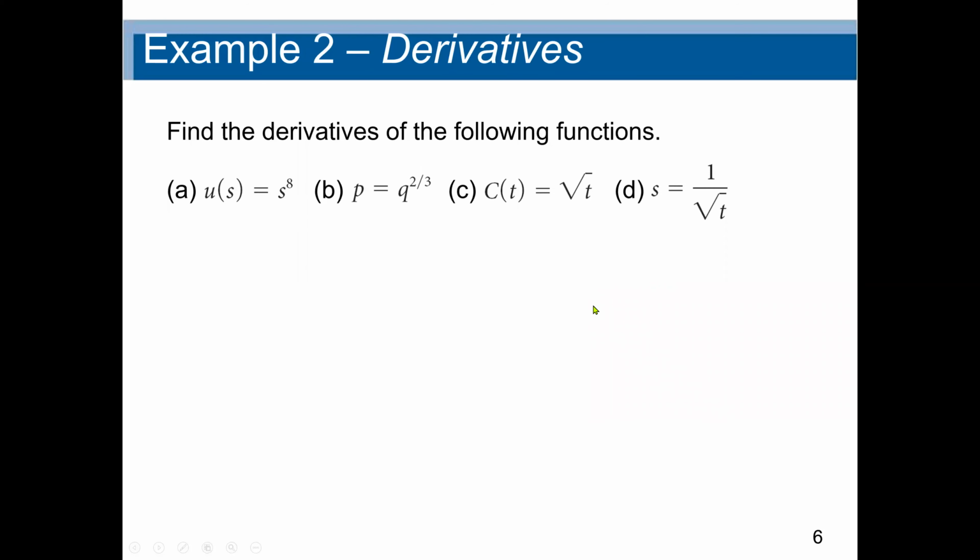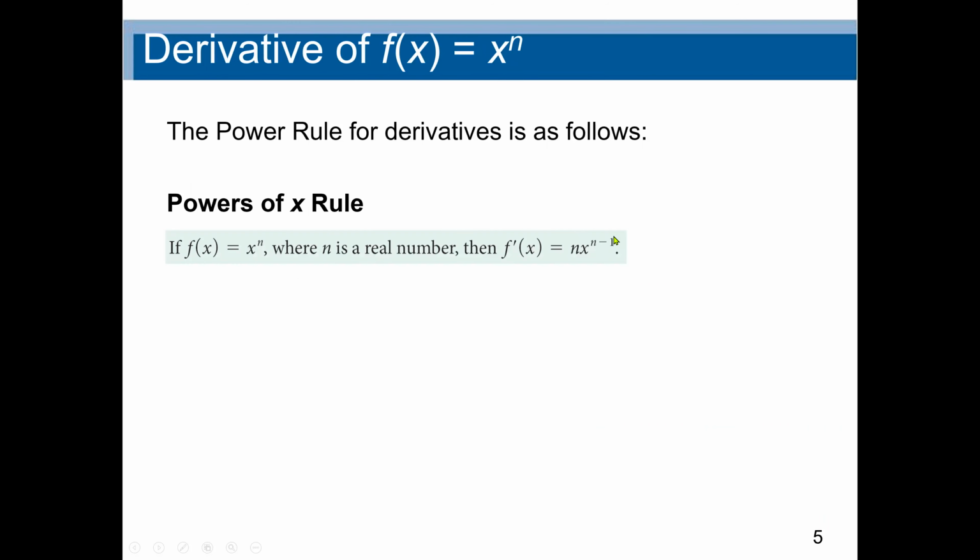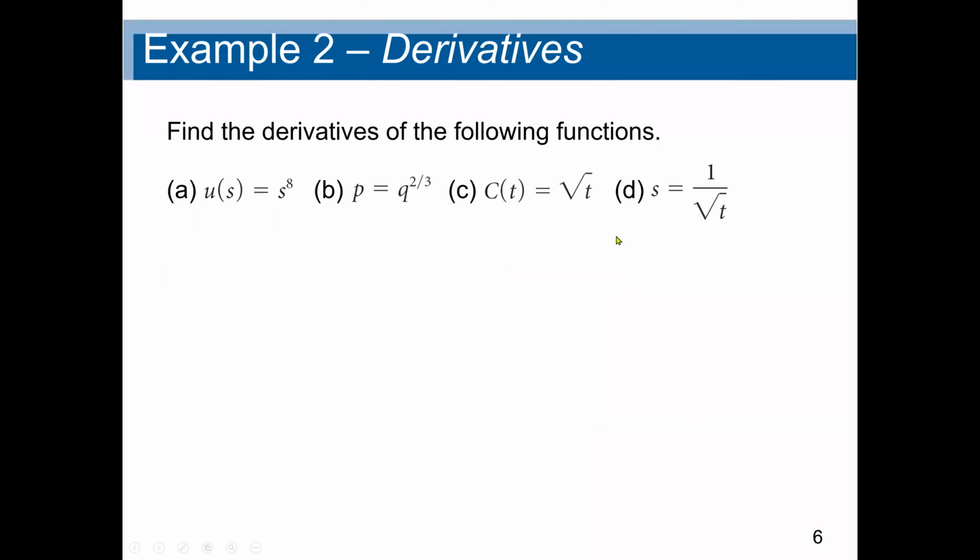This is the formula again, we went through it last time. Let's just do a quick review of the questions here. They say we should find the derivative of u at s, where the function is s raised to the power 8. So the answer here will be 8 times 1, which is the coefficient. Then the exponent will be 8 minus 1. So the answer will be 8s to the power 7. We can look at the answer: 8s to the power 7.